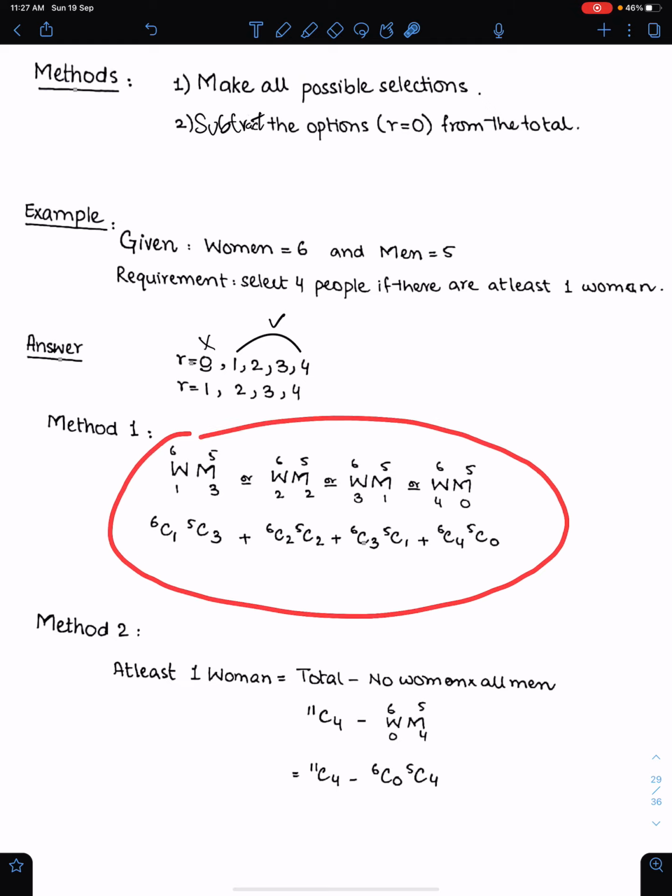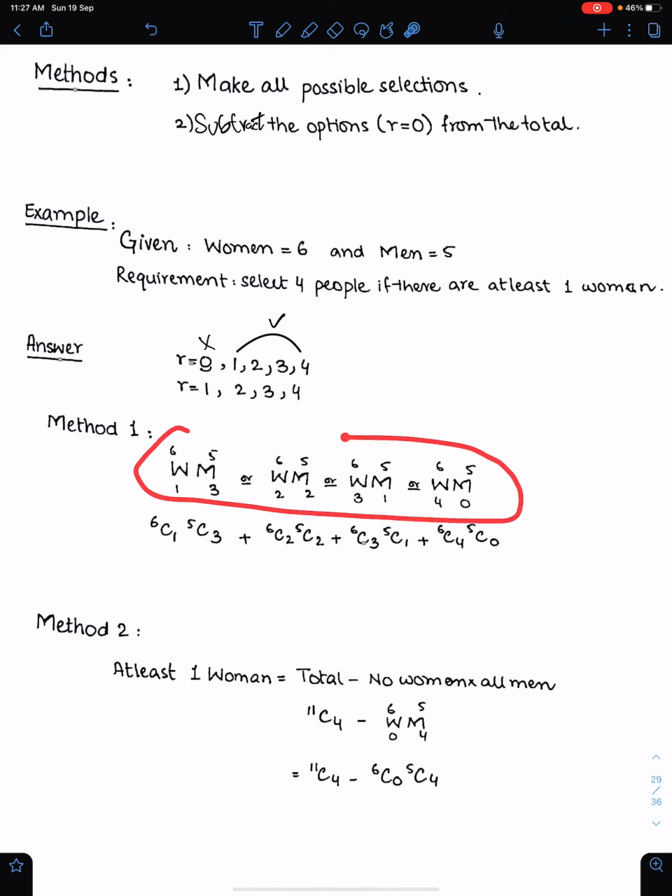In method 1, you just need to make all possible selections. Then this will be 6C1 into 5C3, or means plus. This will be 6C2 into 5C2, and so on.